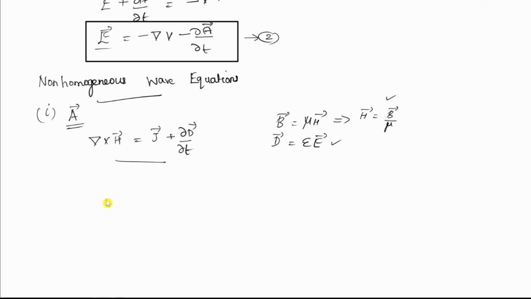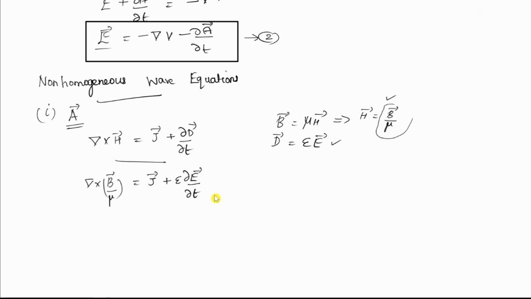and B. Okay. So let us write del cross H. Instead of H, we are going to substitute B by mu. So B by mu, which is equal to J vector plus dou D by dou T. Instead of D, we are going to substitute epsilon E. So here the epsilon, we can take it outside, dou E by dou T.